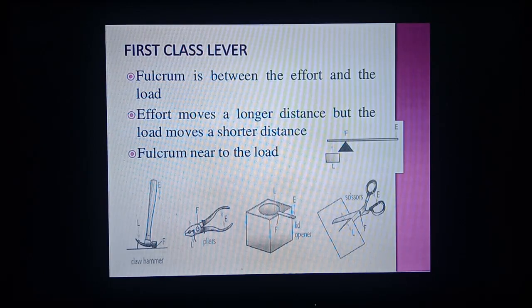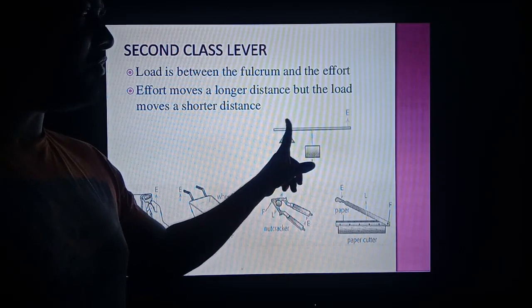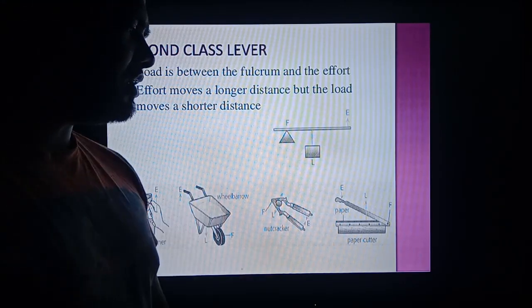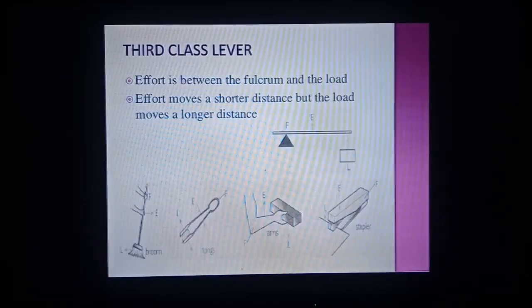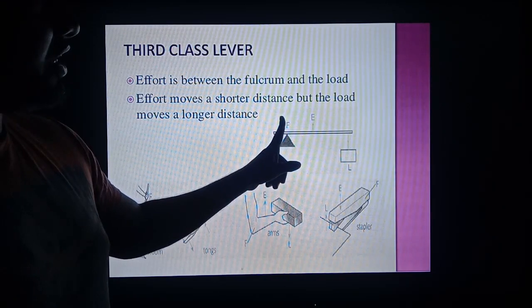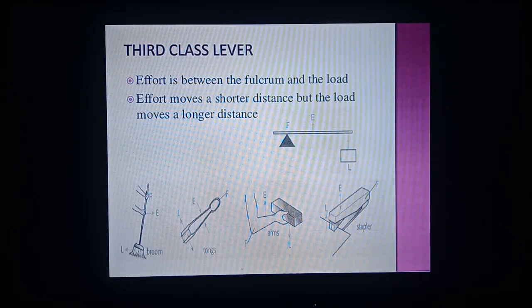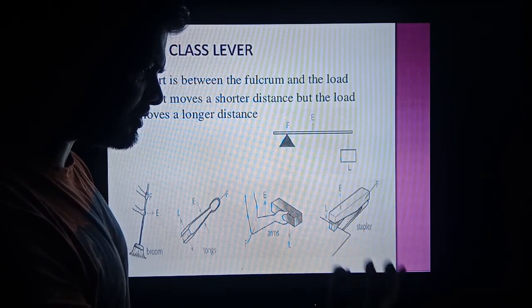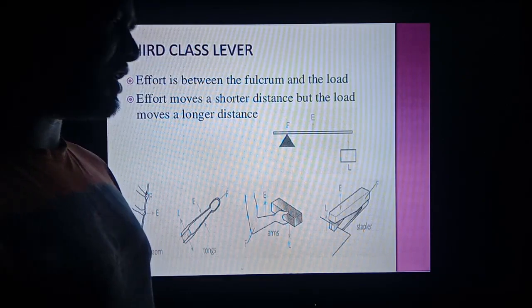Then second class of lever. In second class of lever, load lies between fulcrum and effort. Examples: bottle opener, wheelbarrow, nut cracker and paper cutter. Now third class of lever. If effort lies between fulcrum and load, then it is third class of lever. Examples: broom, tongs, arms and stapler. Arms means when you lift something like this, it is an example of third class of lever.